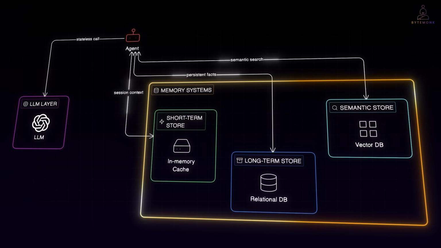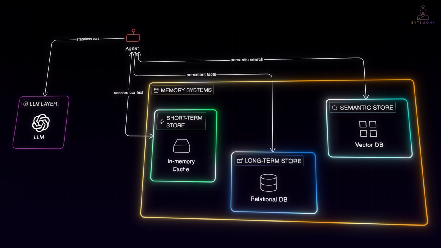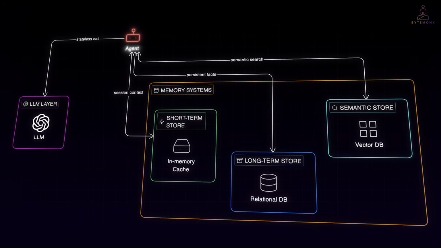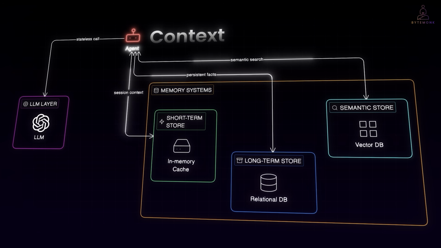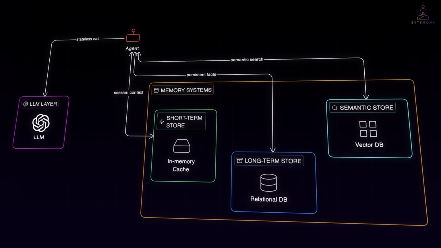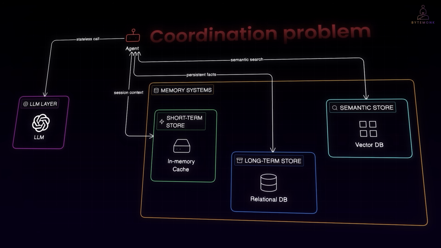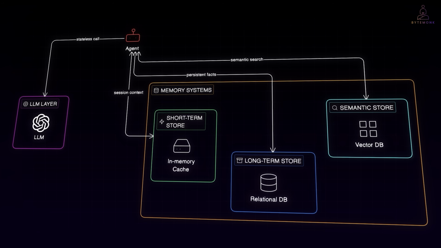3 systems, 3 connection strings, 3 sets of credentials to manage. And every time your agent needs context, it has to make calls across all 3 and then assemble the result before it can even begin to think about answering. This works, but it's expensive, it's fragile, and it creates a coordination problem that gets worse as your agent gets more complex. There's a better way to think about this.